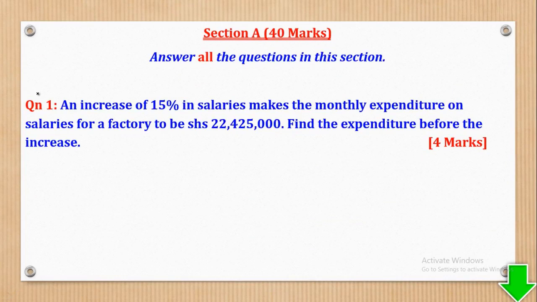So just start with question 1. Question 1 says that an increase of 15% in salaries makes the monthly expenditure of salaries of a factory to be shillings 22,425,000. Find the expenditure before the increase. So that means that this one was after the increase.